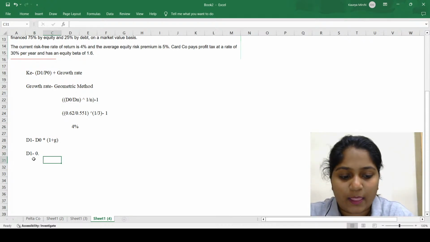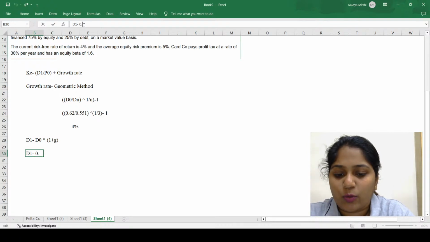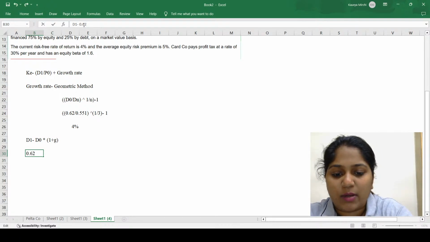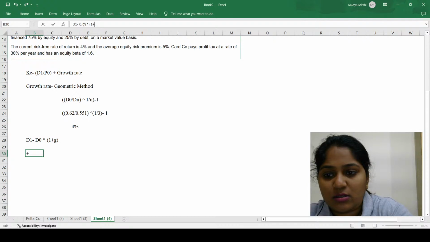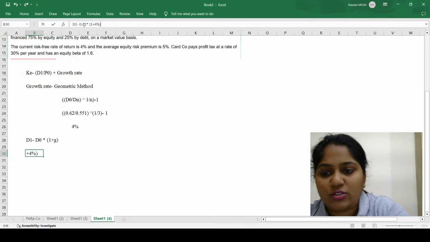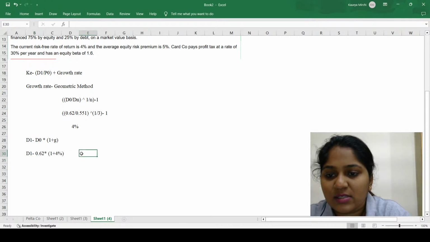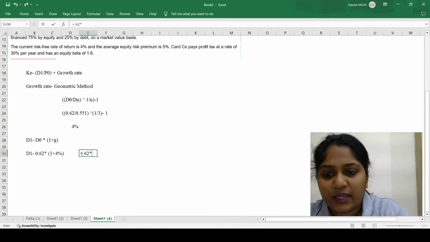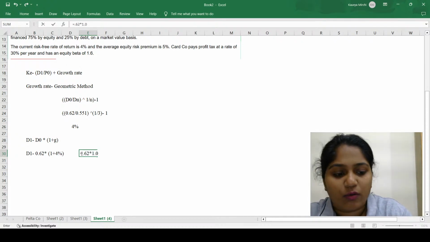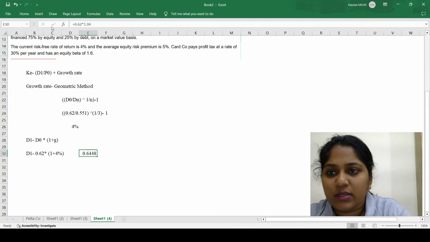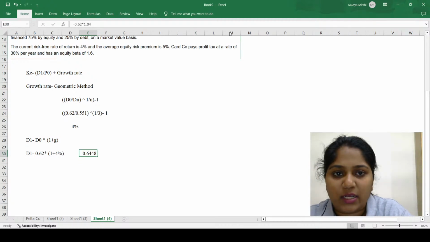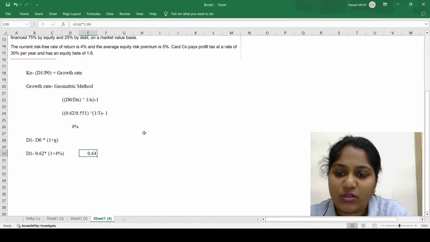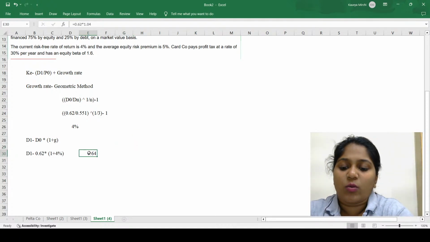$0.62 multiplied with 1 plus 4 percentage. Correct? Yeah. So if I have to find this out, how much would be my D1? It will be 0.62 multiplied with 1.04. That will be 0.65 would be my D1. So I got to know what is my D1.